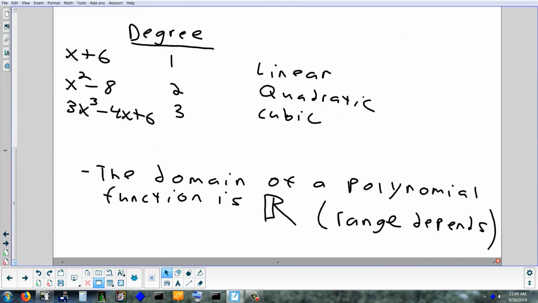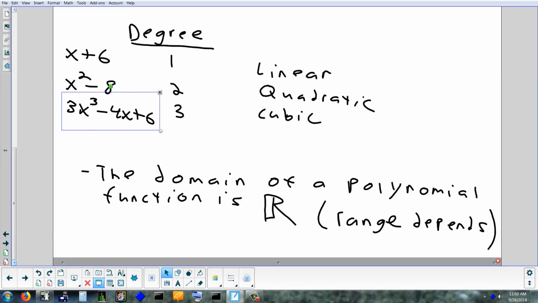Now, one nice thing about the domain is that the domain for every polynomial is all real numbers. You can take any number you want and add 6 to it. You can take any number and square it. You can take any number and cube it and then subtract 4 times that value. Always. The domain is always all real numbers. So if you get that as a question, you shouldn't even think about it. Domain, anything you want.